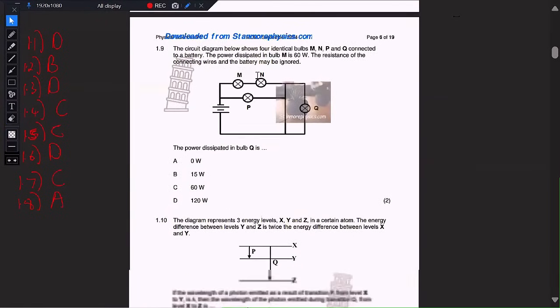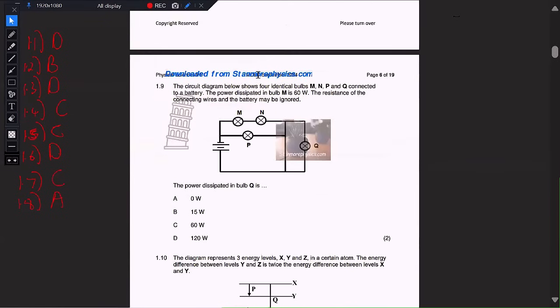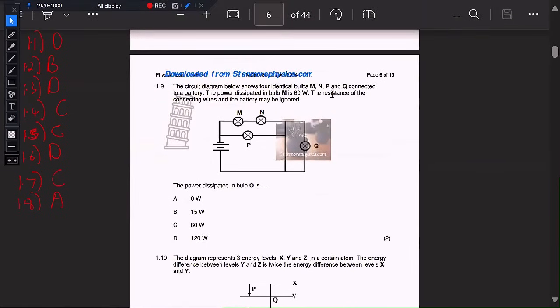It says the circuit diagram below shows 4 identical bulbs, M, N, P, and Q connected to a battery. The power dissipated in bulb M is 60 watts. The resistance of the connecting wires in the battery may be ignored. Then they ask, the power dissipated in bulb Q is it A 0 watts, B 15 watts, C 60 watts, or D 120 watts.